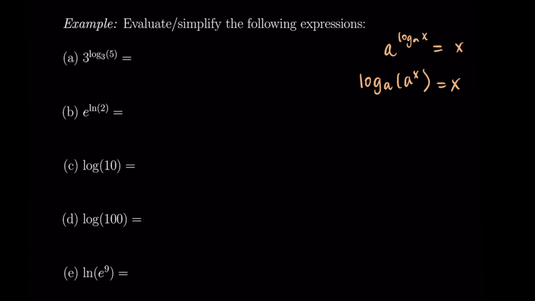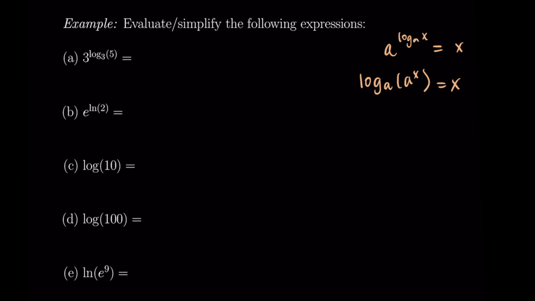This is just saying that if you have the base of the exponent and the base of the log being the same, they kind of cancel each other out. They kind of undo each other, as you would hope inverses would. This is really going to help us do these problems where we're just evaluating or simplifying. Okay, so let's go through these. We're just practicing using these two rules to really understand how logarithms and exponentials interact.